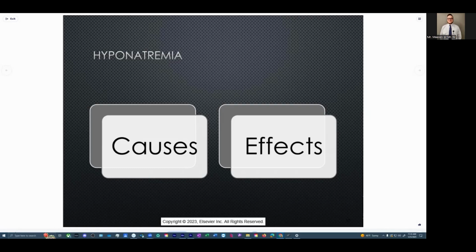So what's causing this? What happened? How do we get below? This would typically be considered below the 135 mark, because the range is 135 to 145. It would be excessive sweating, definitely in those dehydration and heat stroke scenarios. Vomiting, diarrhea. Again, there's a lot of electrolyte loss in vomiting and diarrhea.